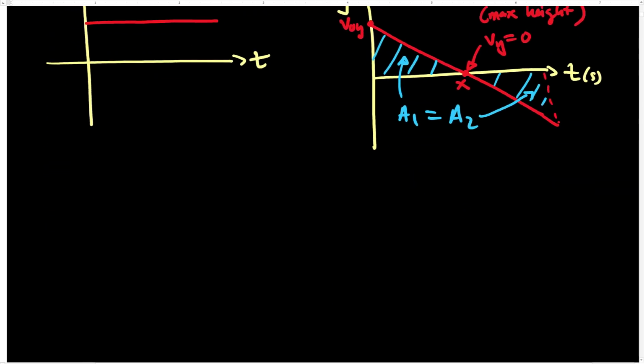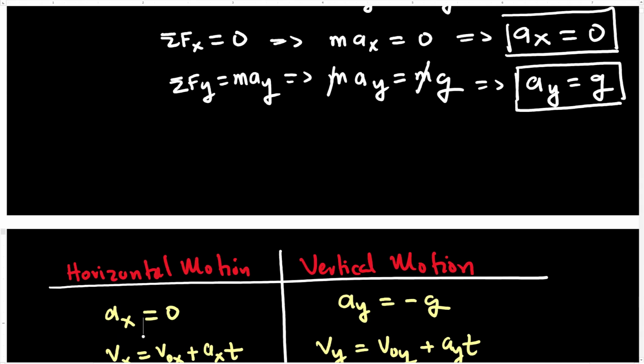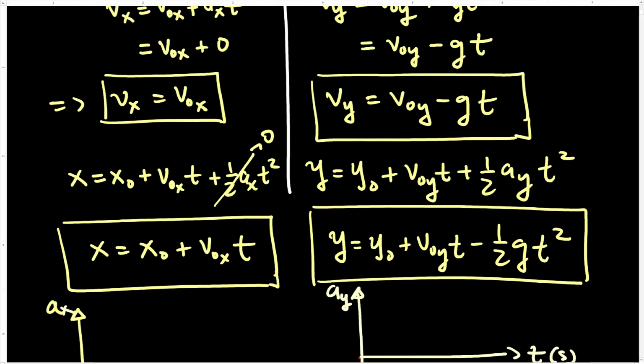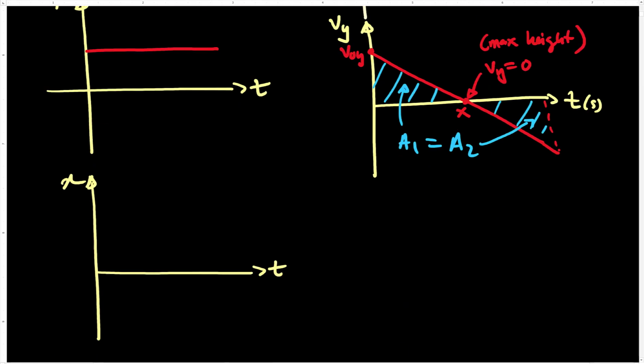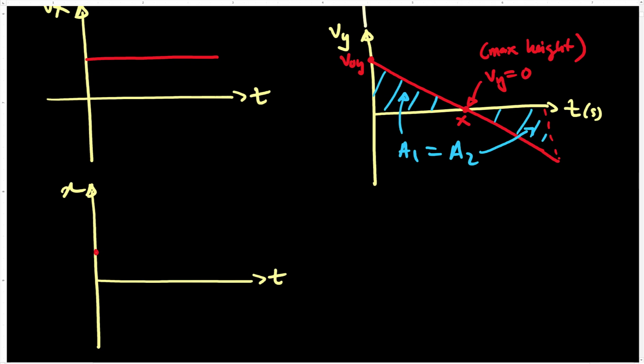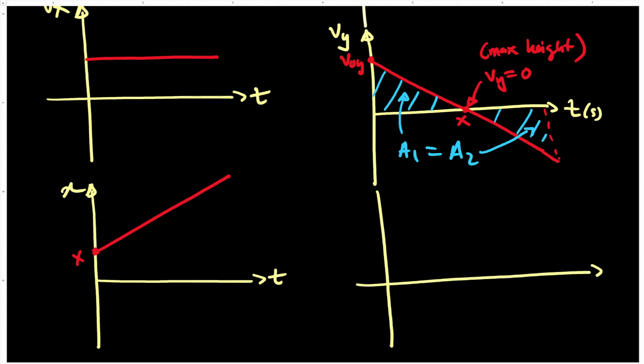And lastly, if we draw the graph for x, this is t, this is x. If you look at this equation, x is equal to x naught plus voxt, which means that it starts somewhere. This is x naught, and it goes up like that. But if you draw the graph, t, this is y, this is y naught, it goes up like that.